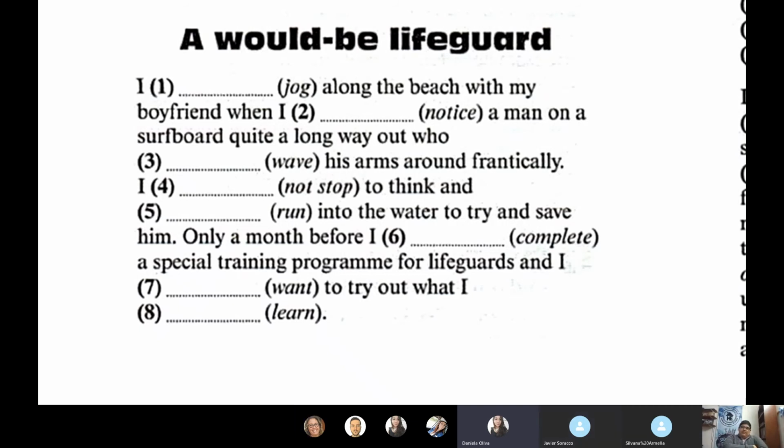I was jogging along the beach with my boyfriend when I noticed a man on a surfboat, quite a long way out, who was waving his arms around frantically.